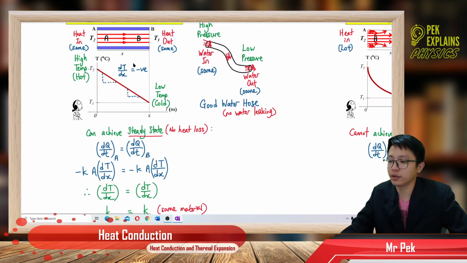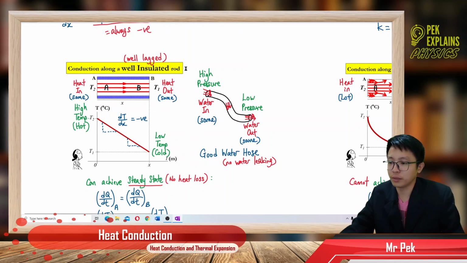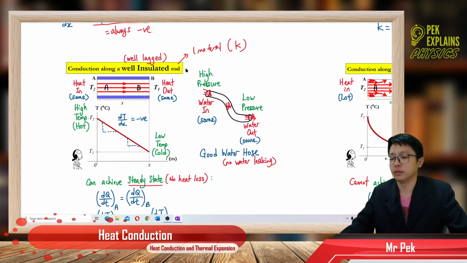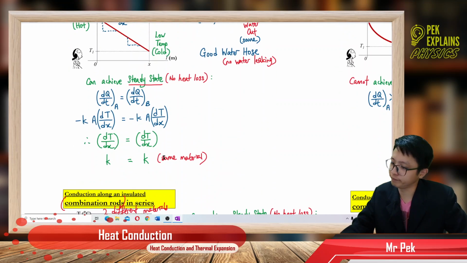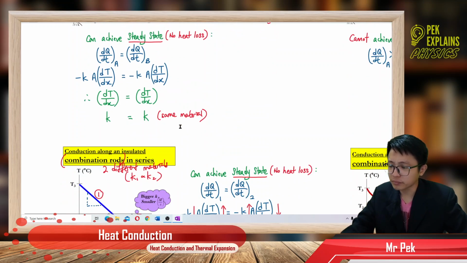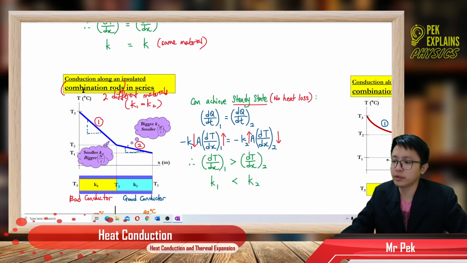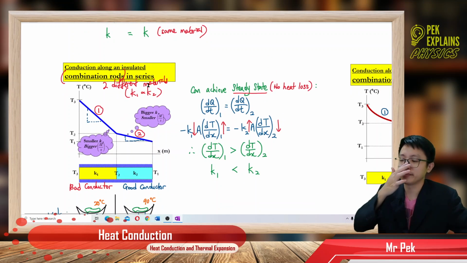Two different K. Just now it's only a rod, that means only one material, only one K all along. That means the K is the same. So what if you have two different materials combined in series?